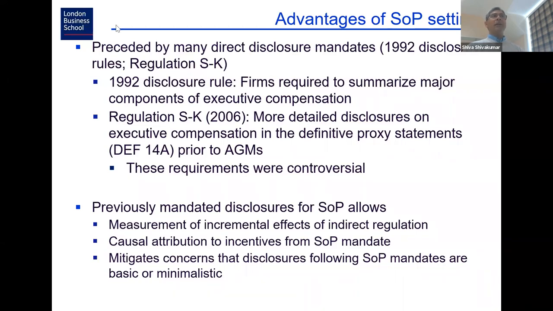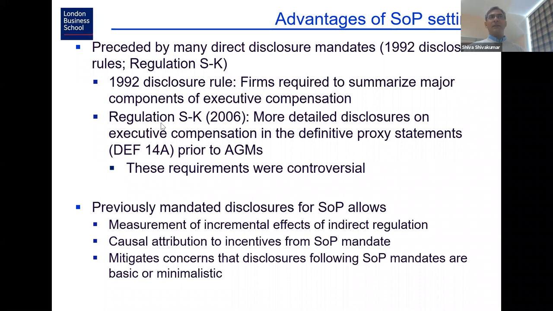First of all, the indirect regulatory approach: before the SOP was adopted in 2011, the SEC for a very long time has been trying to encourage and incentivize firms to provide more disclosures. And it has also mandated disclosures at various points in time regarding the company's compensation packages. So for instance, in 1992, the SEC required companies to provide a detailed summary of the various components of pay that was provided to the CEOs and other senior executives.